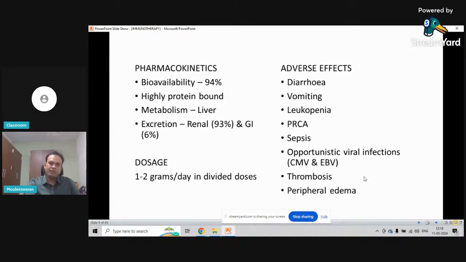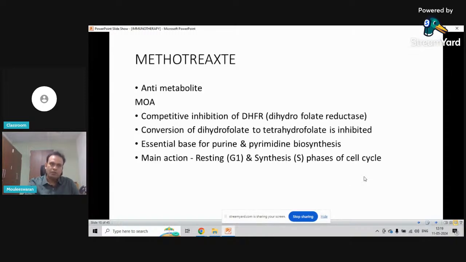So it's 94% bioavailable, and it's a highly protein-bound drug, metabolized in the liver, and excreted mainly by the kidneys. The dosage ranges from 1 to 2 grams per day in divided doses. Major significant adverse effects being, it can cause leukopenia, pure red cell aplasia, sepsis, opportunistic viral infections, especially CMV and Epstein-Barr virus infection, and thrombosis.